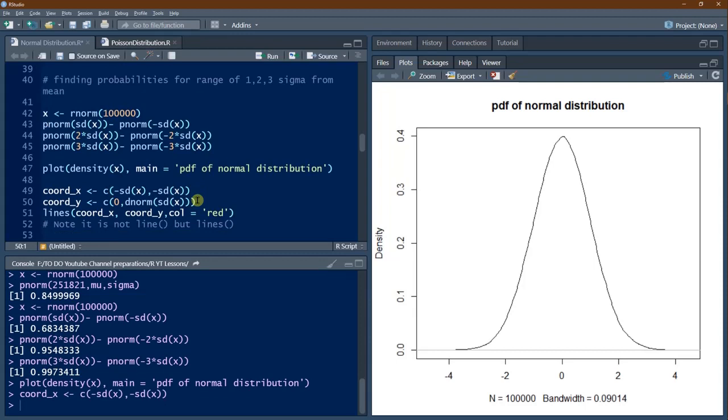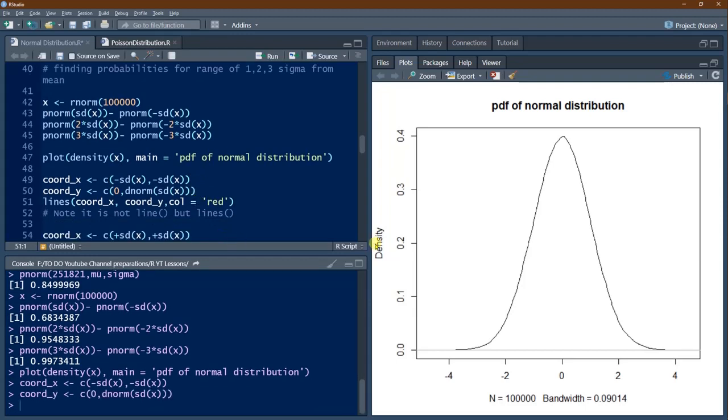Similarly, 2 quad y. For this point, the x value is already found out. Now we have to find out the y value for this point. For this point the y value is 0. For the other point the y value is given by dnorm, the dnorm curve gives you that value. So dnorm of sd(x): you supply the x value to dnorm, then you get this. So you have done the x and y coordinates.